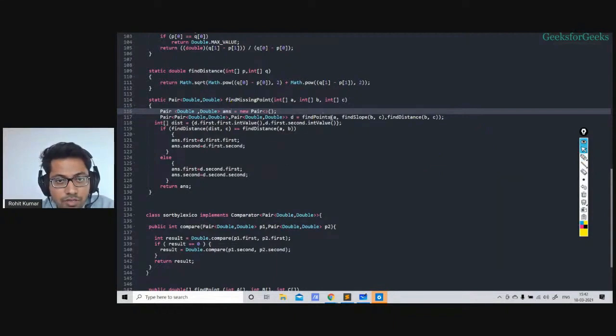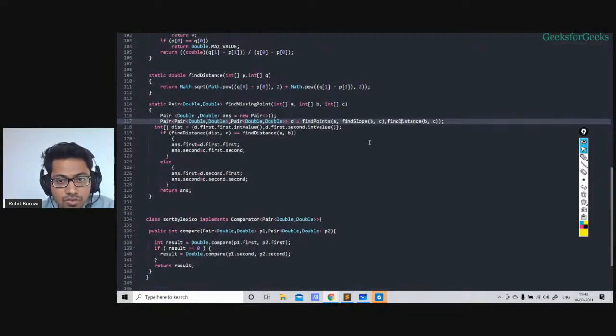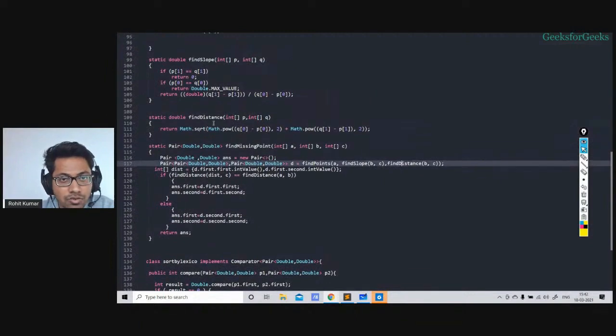Now I have used a method find points again. Why we have used it, we'll see, but let's first see the parameters. Initially we are passing a known point small a. After that we are finding the slope of b and c and finding the distance of b and c. So before going to the method find points, let's go to the methods find slope and find distance. Okay, so let's go to find slope first.